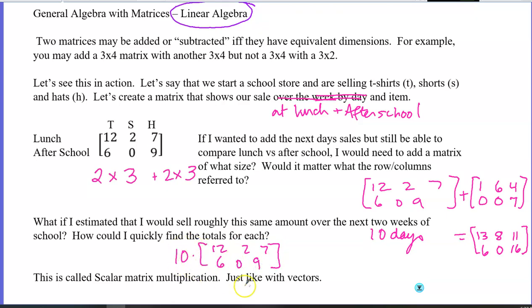So this is called a scalar, just like we did for vectors. And all that means is that each item is going to get multiplied by 10. So this would be your rough estimate for how much you think you would sell over the next 2 weeks of school. Okay, so there's addition, there's subtraction, there's also scalar multiplication.